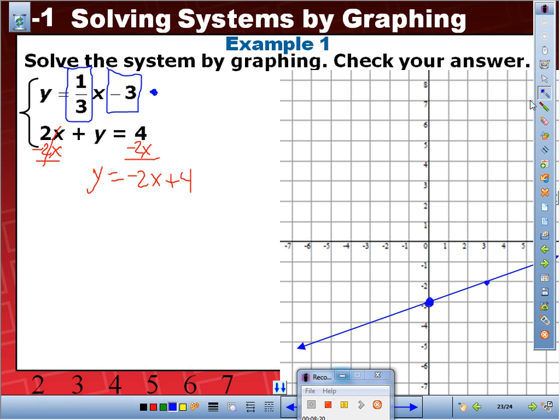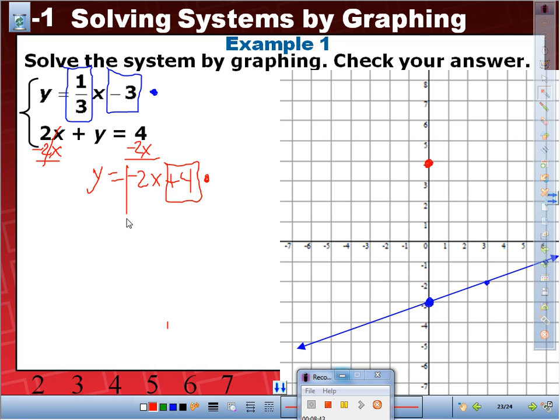We're still on step 2. We're still graphing, so I'm going to do the next one in red. For this one, I'm going to box my y-intercept, which is what? Positive 4, and I plot that point, which is right here. And now I'm going to identify my slope.